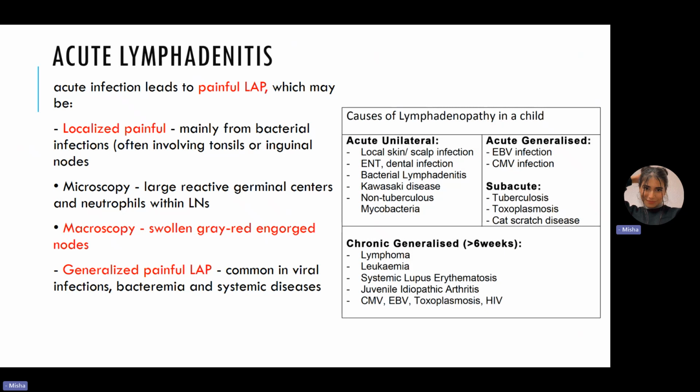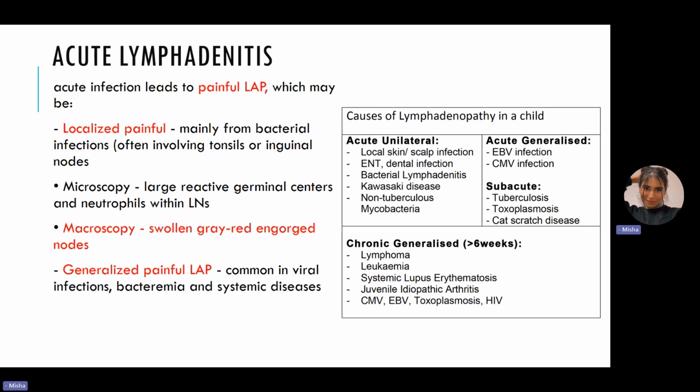In the microscopy, we can see large reactive germinal centers and neutrophils within the lymph nodes. For example, in the case of pyogenic organisms, we're able to see accumulations within the lymphoid sinuses in mild cases. Or they can lead to follicle central necrosis, where the lymph node actually converts into a bag of pus. Okay. So this is also seen when there's an acute lymphadenitis. Then obviously this is localized and painful we're talking about.